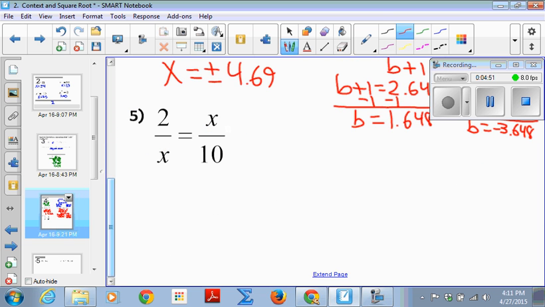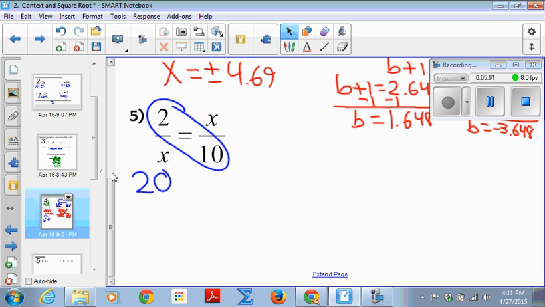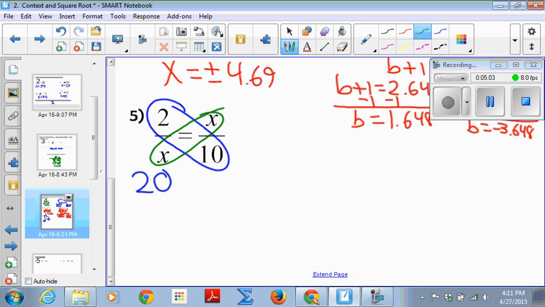And finally, a proportion. Now we should know that our cross products in any proportion are equal. So we multiply diagonally. So we've got 2 times 10 equals 20. Then we just multiply the x's to get x squared. Okay, we square root both sides, and we've got radical 20, which, after using the calculator, is 4.472. That can be positive or negative.